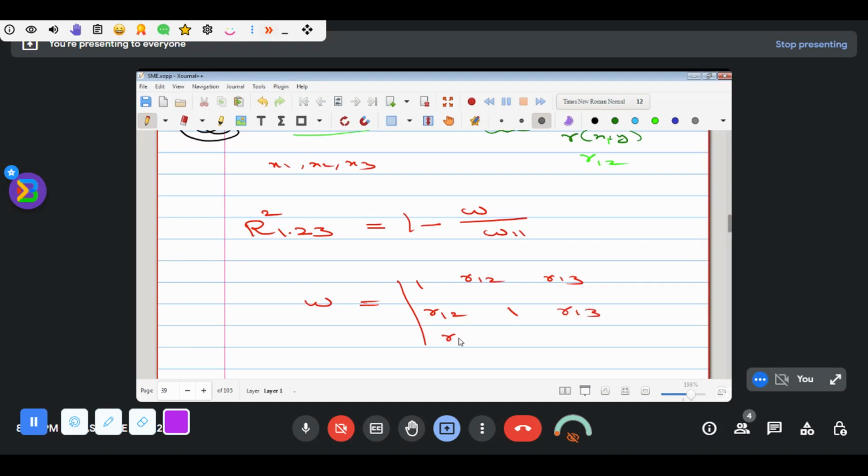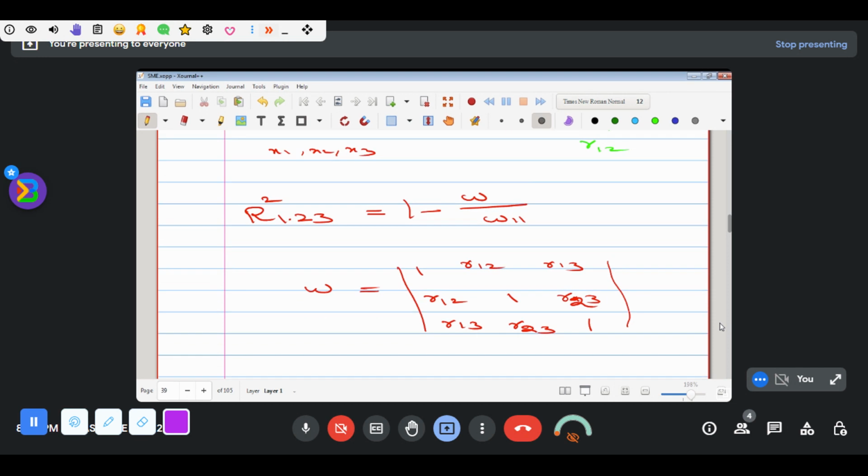Here R13 and R31 both are the same. Here R23 or R32, sorry, maybe both are the same only. Maybe there is a mistake here. Therefore, R23 and R32 are the same. Therefore, I am putting R23 here and the diagonal value is 1 only.